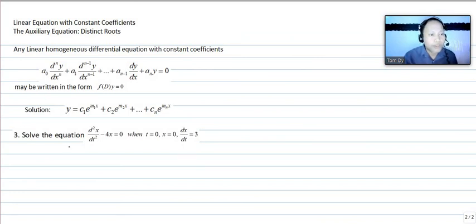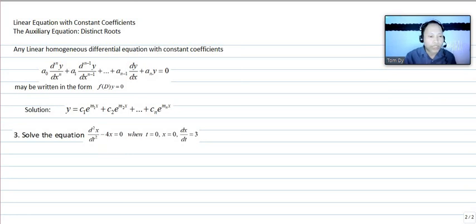Another example, we have here the second derivative of x with respect to t minus 4x is equivalent to 0 when t equals 0, x equals 0, and then dx over dt equals 3. So we have here a given condition of t and x, which is equivalent to 0, and then dx over dt equals 3. Okay, so again, when we solve this equation, we have to write its auxiliary equation.